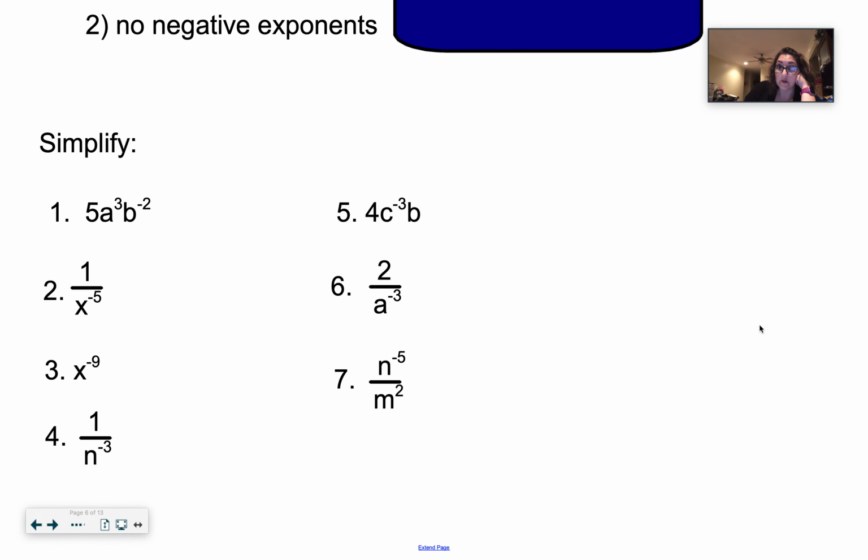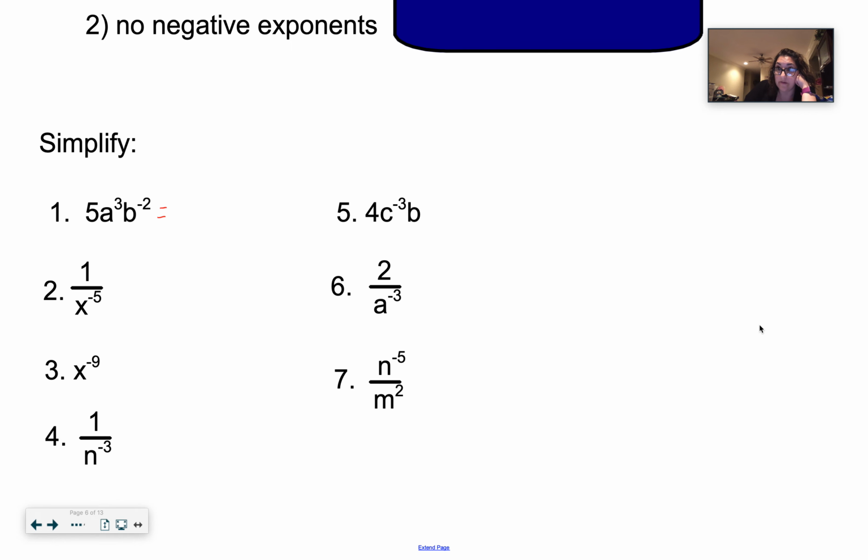All right, so simplifying this, notice how I have variables. So I can't truly simplify because I don't know what the variables are equal to, right? So I'm just simplifying it as best as I can with what I know. So 0 exponents equal 1, negative exponents flip, okay? So number 1, 5a to the third, b to the negative second.